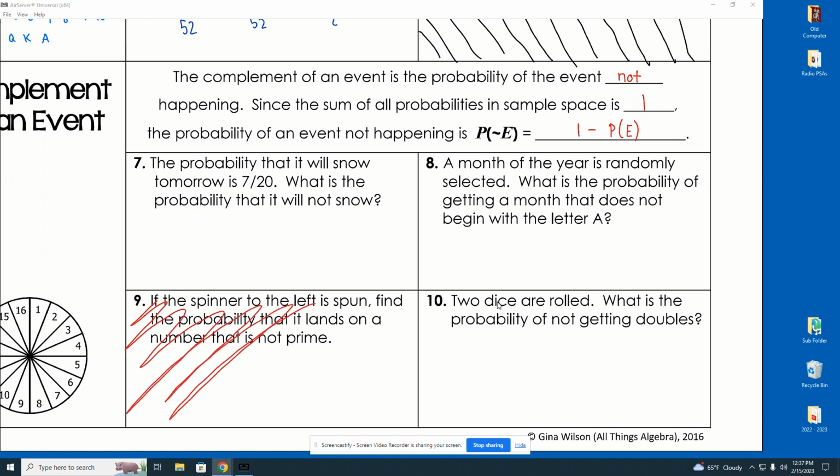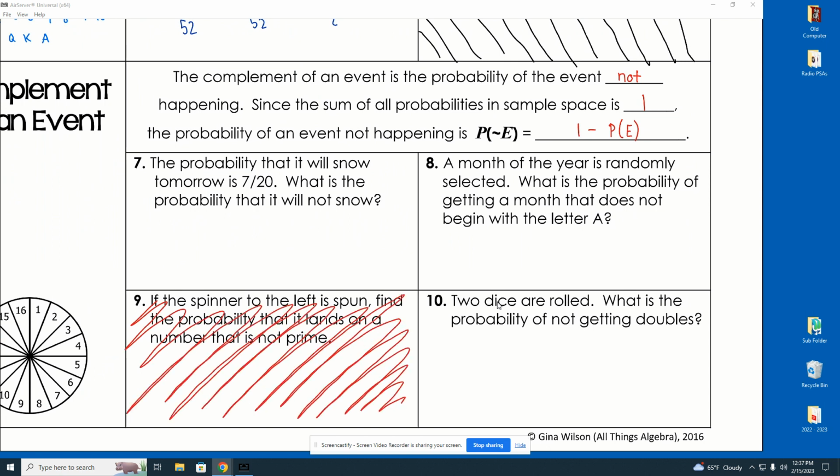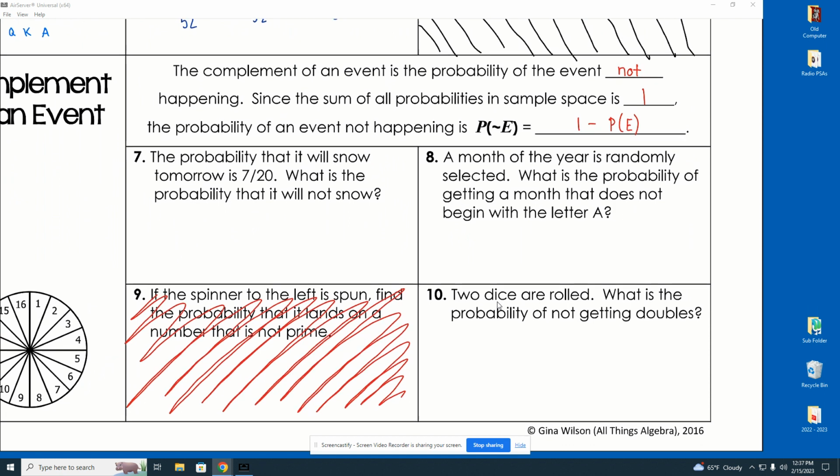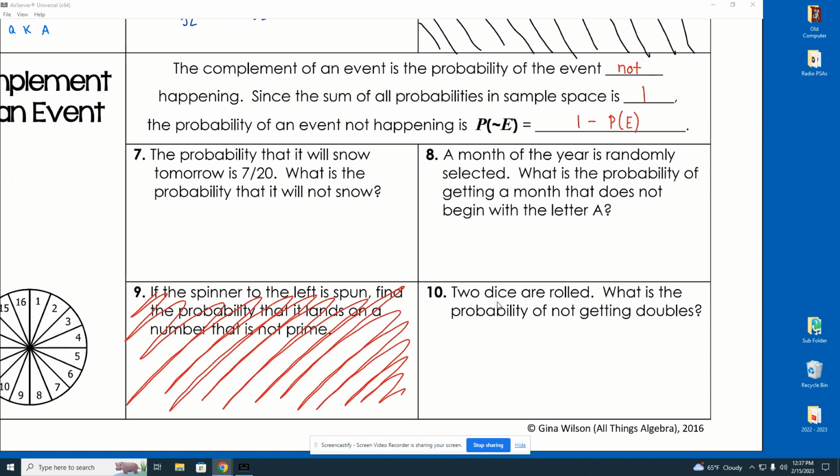Well, Smart got 9. I don't like 9 because I wouldn't do not E on 9. I would do E. But I like 7 to just prove to you, because y'all know the answer to number 7 without having to do any math on the paper or your calculator. You do this in your head. The probability that it will snow tomorrow is 7 out of 20. What's the probability it won't snow? See, y'all didn't have to do any math.